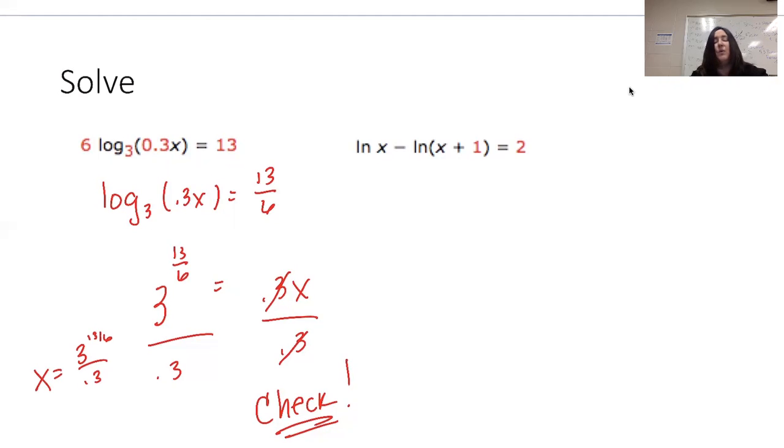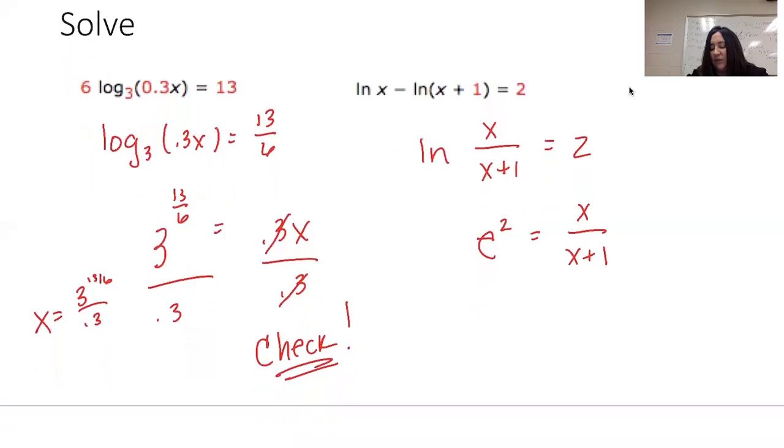The next one here is requiring you to use some of the properties. So when you see subtraction, you can change it to division. So this would be the ln of x over x plus 1 equals 2. Now you can do what we did on the previous ones. Change it to exponential. So then this would be e to the 2 equals x over x plus 1. Now to solve, you're going to multiply both sides by x plus 1. That allows you to get rid of that denominator. So we'd have e squared times x plus e squared equals x.